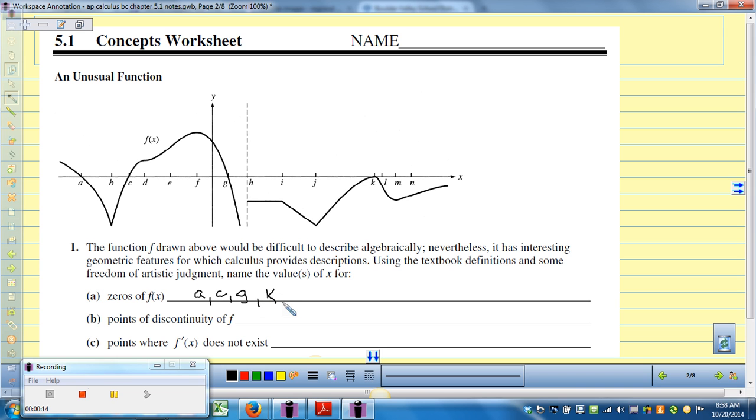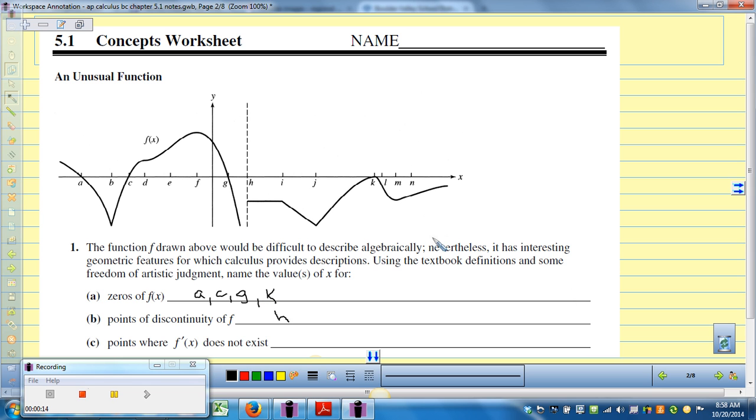And points of discontinuity. Remember, if we're looking for a point of discontinuity on F, then we are looking for where we have to lift our pencil. That's the simple rule to think about. And the only place I have to lift my pencil is where? At H.